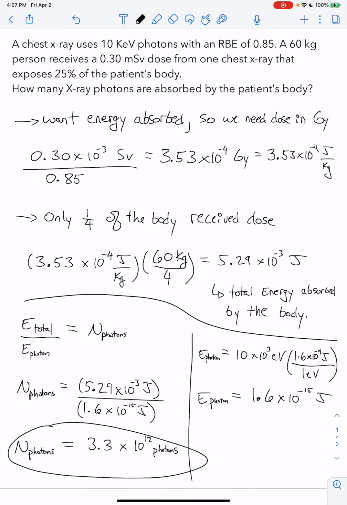It's a lot of photons, but thankfully the overall energy is not huge. So while a chest X-ray shouldn't be done without need, it probably won't hurt you too much. That's it.